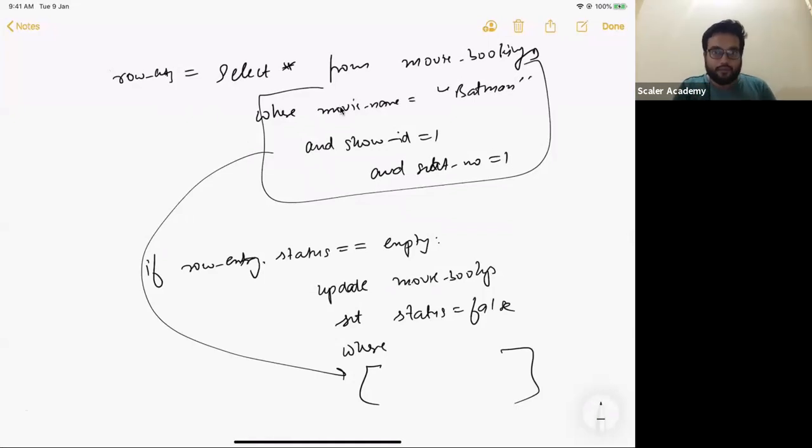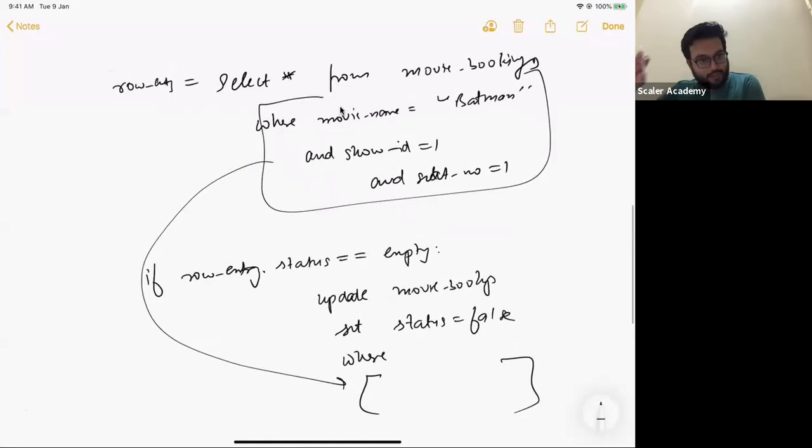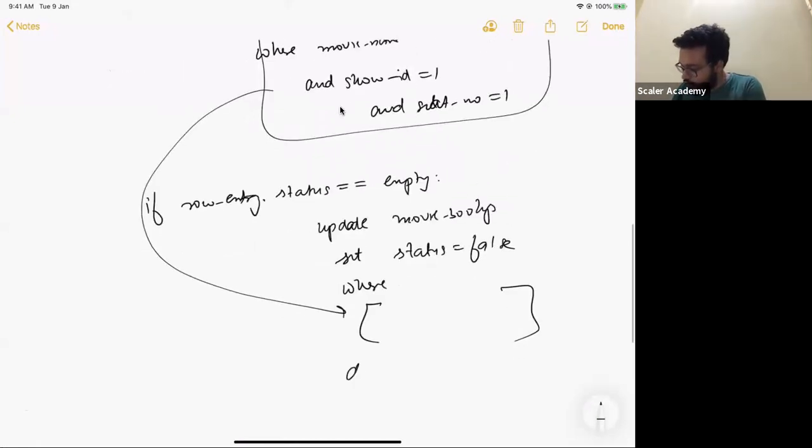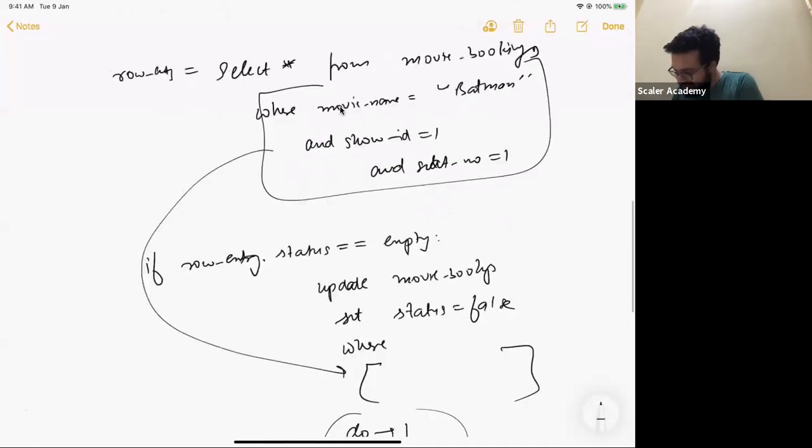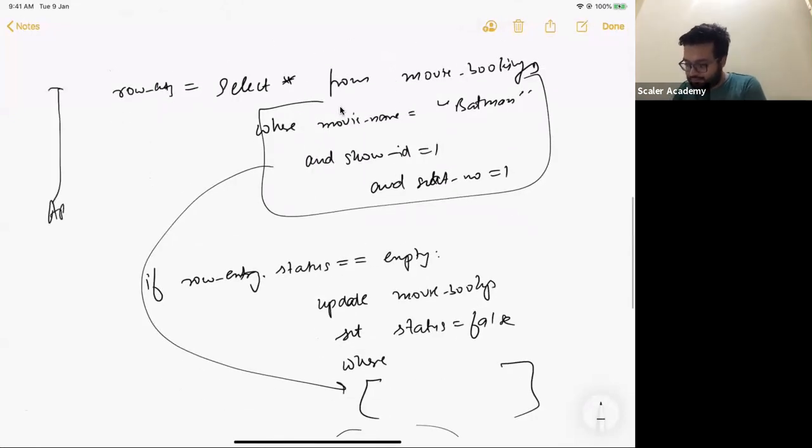This is the first thing that you would want to do if you want to build a system like this, right? You would want to get that particular row. You would want to check if the status is empty. If yes, you would say, okay, do the booking. So you would update it, and whatever else you want to update, you will update that. Okay, now this is the application code that I have written.